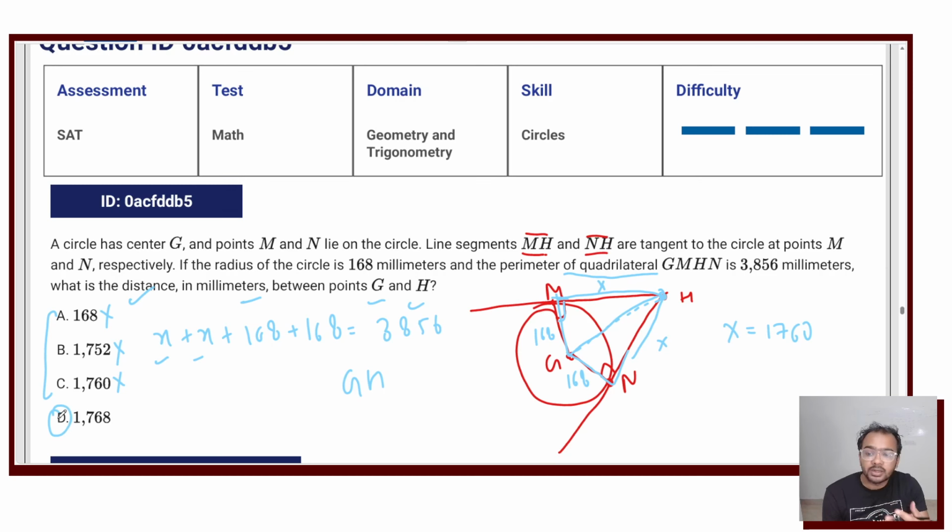If we were unable to eliminate, if there were options that were very close to each other and even greater than 1760, then you would have to use the Pythagoras theorem here. We know the two sides. To find this third side of the right triangle, the hypotenuse, you will have to use the Pythagoras theorem. But it's not required as we are able to eliminate. So we need to take care of these things.